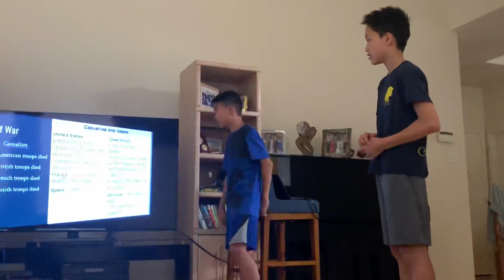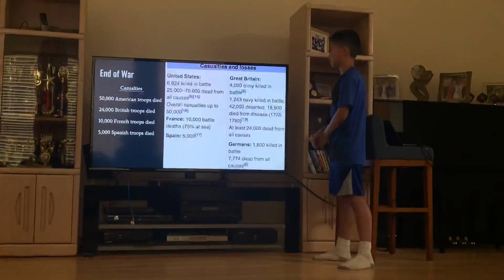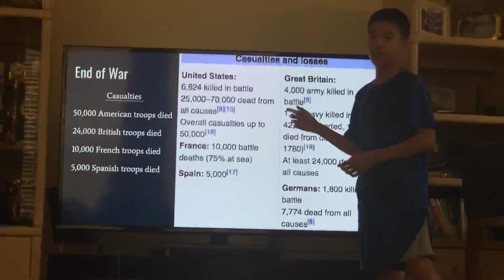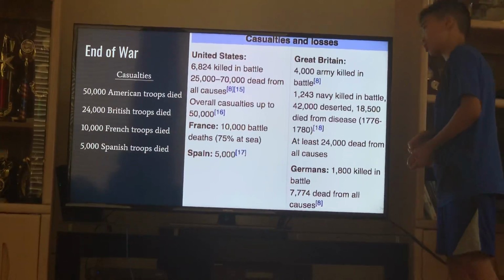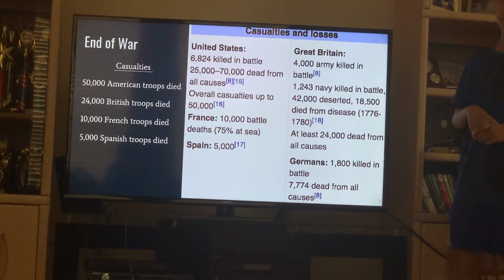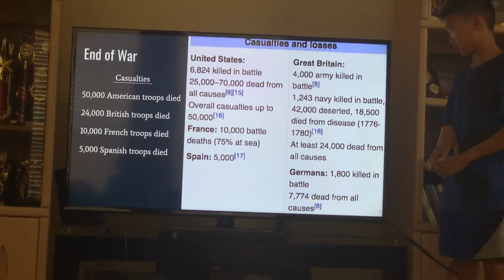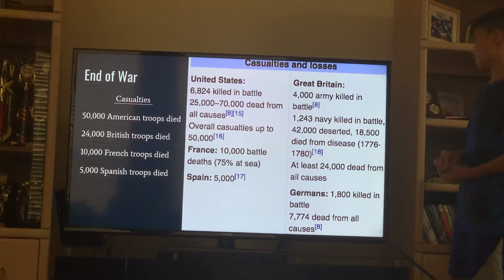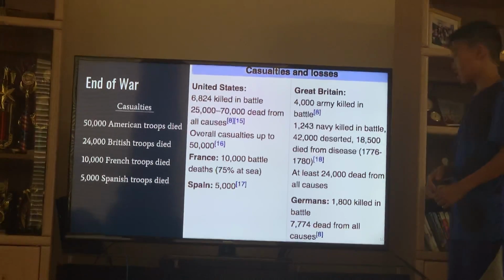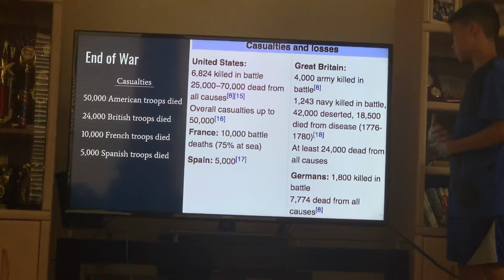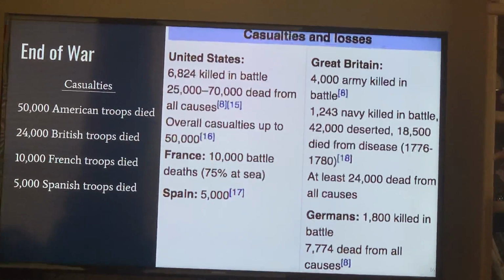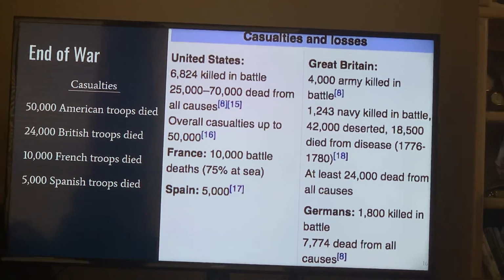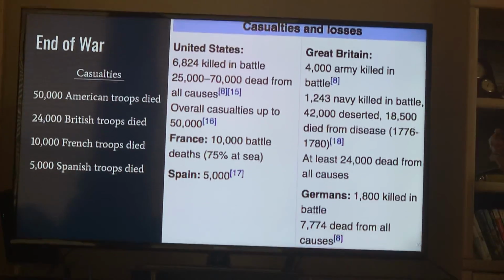Okay, so the casualties. About 50,000 American troops died. As you can see here, not a lot of American troops were killed in battle. Most of them were from diseases and starvation during the winter. And the British troops, 4,000 British troops died, but 1,243 were killed were the Navy in the battle, and 42,000 deserted, and 18,500 died from disease.